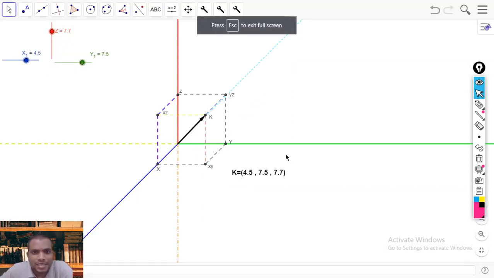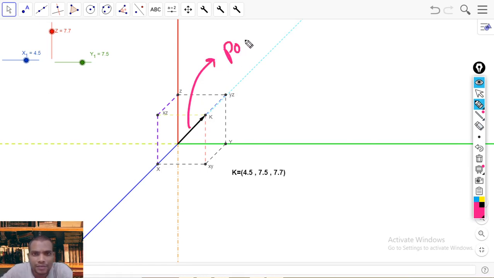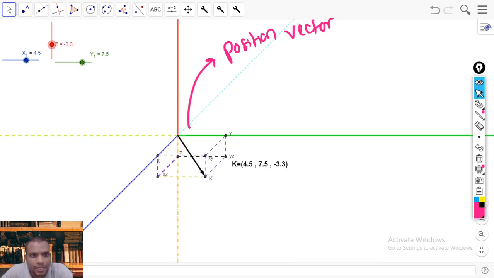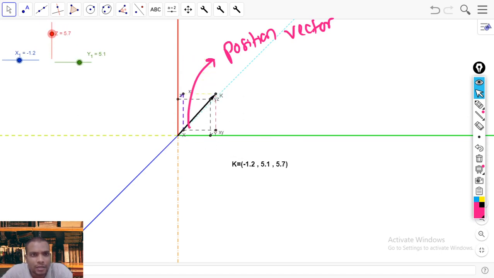Same as before, we are representing the x-axis, y-axis and z-axis. This black arrow mark, let's take as a position vector. Position is also a vector. Now if I change the coordinates of the corresponding point, see how this vector changes its location from one point to another. If you change one small value in any coordinate axis, the position of the vector changes.